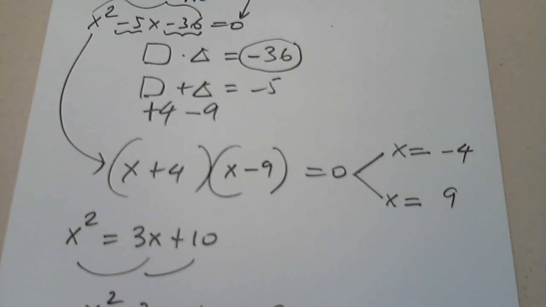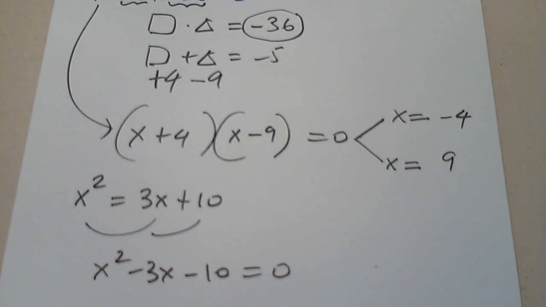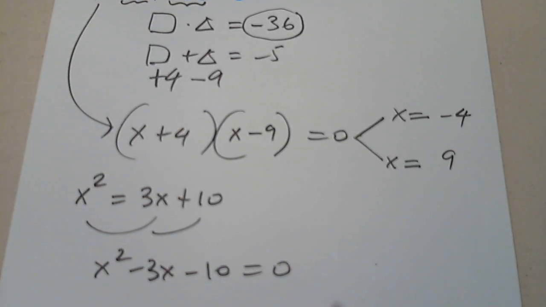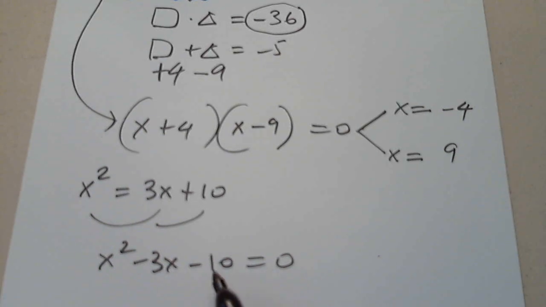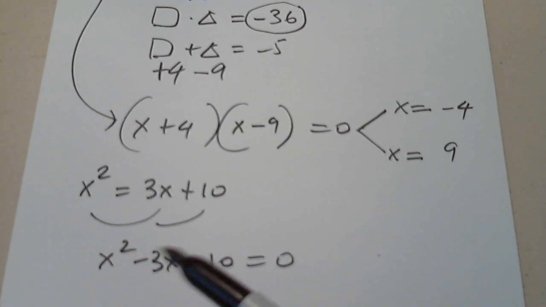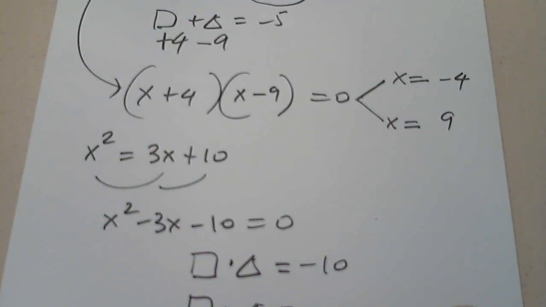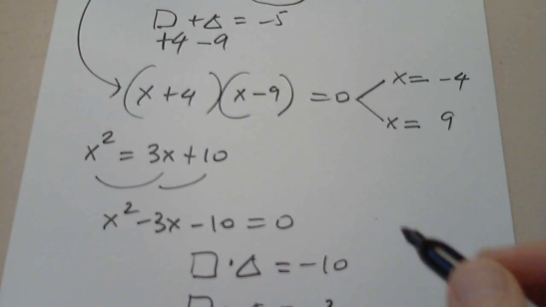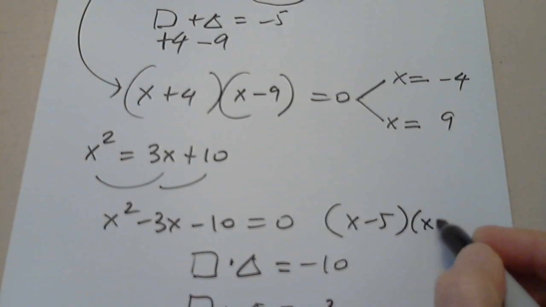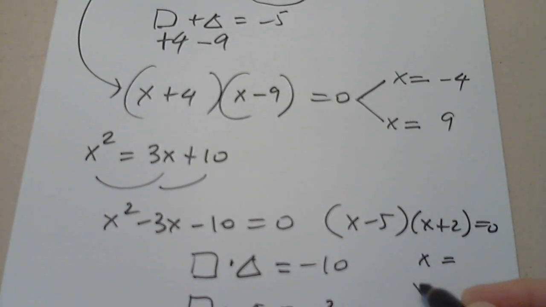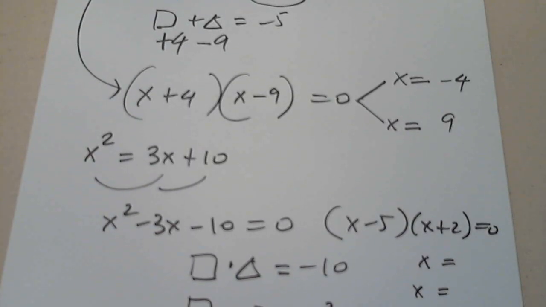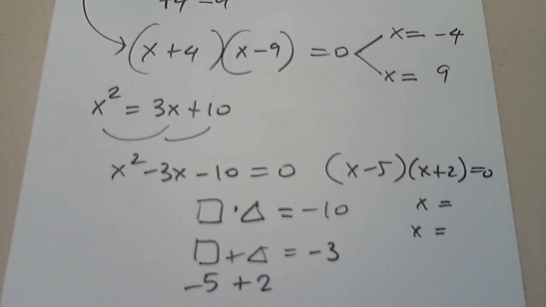Now, again, it's in descending order, no greatest common factor, no negative leading coefficient, no special product because of -10. And I need two numbers. One is the leading coefficient. I need two numbers whose product is -10 and whose sum is -3. Again, positive and negative. So -5 and +2. And we factor into x minus 5 and x plus 2. And now we get two solutions. The solutions are 5 and -2. Very good. Excellent.